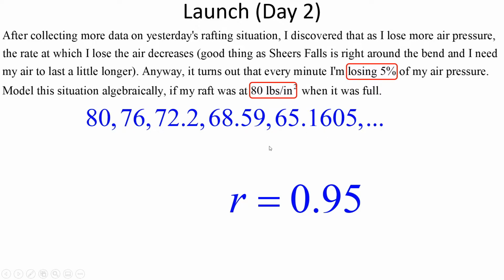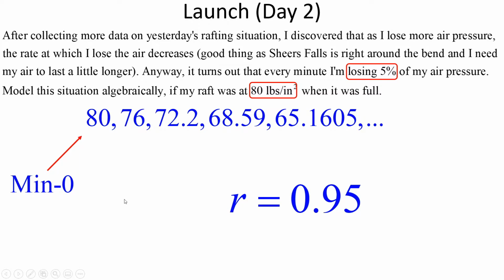Now, if you had rounded these decimals, that's appropriate. Try to be consistent when you do. That last number, I got to the 0.1605, so I just did each of these exact. All right, and then I've got to think, this 80, is my first x going to be a 0 or a 1? Well, that's the pounds per square inch that my raft had when it didn't have a leak, so I'm going to probably call that minute 0 right there.